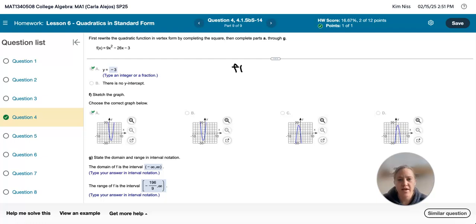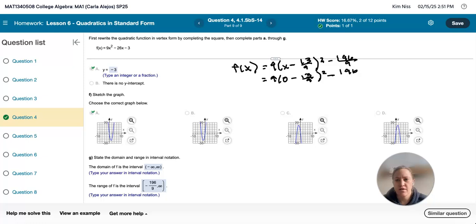So we had f of x equals 9 times x minus 13 over 9 squared minus 196 over 9. To find your y-intercept, you simply plug in 0 for x and solve. So we had 0 minus 13 over 9 squared minus 196 over 9.